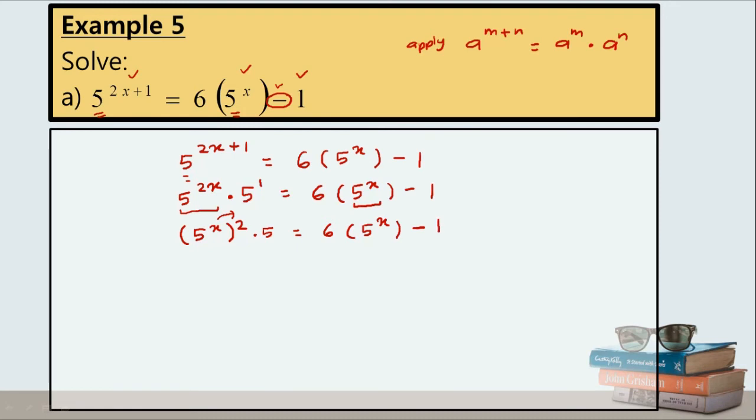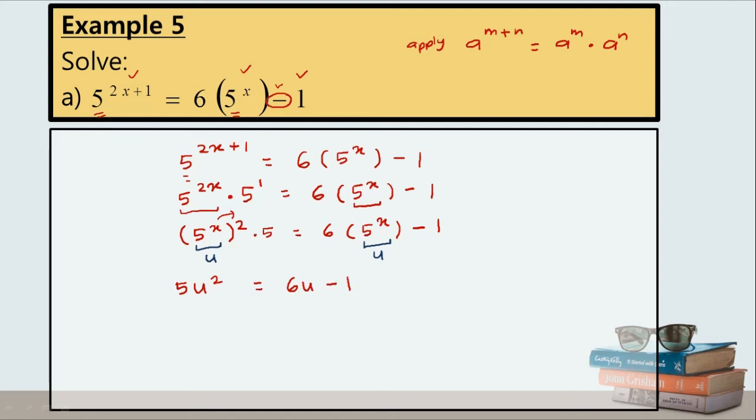Now we have 5 to the power of x and 5 to the power of x. Jadi benda dah sama kan? Jadi kita boleh let dia, inilah kita punya u. So we have 5 dalam bracket ni u kan? So u ada squared kat luar, so 5u squared equal to 6. In bracket is our u, so 6(u minus 1).